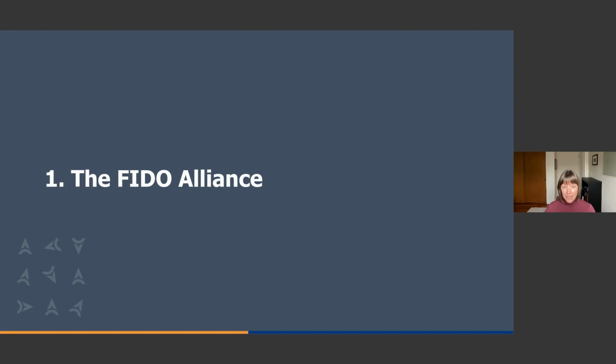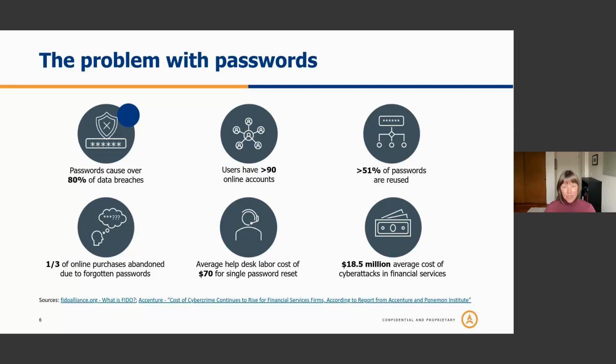So let's start with the FIDO Alliance. To understand why FIDO came to be, we have to understand a little bit about passwords. So passwords have been in use for authentication for years. Passwords were introduced in the 50s as a way of securing computing platforms and have carried forward since then. But there's a lot of issues with passwords. One, passwords are a major cause of data breaches for organizations. So about 80% of the data breaches that organizations and enterprises experience can be tracked back to a weak or stolen password.